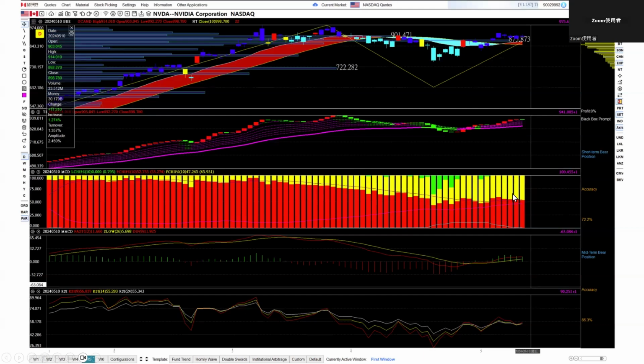Okay, so let's move down to the next panel. The next panel is extremely important, as you can see, because we can find the ratio between the wealth accumulation and retail accumulation. As you can see, there are different colors: the green bar, the yellow bar, and also the red bar.